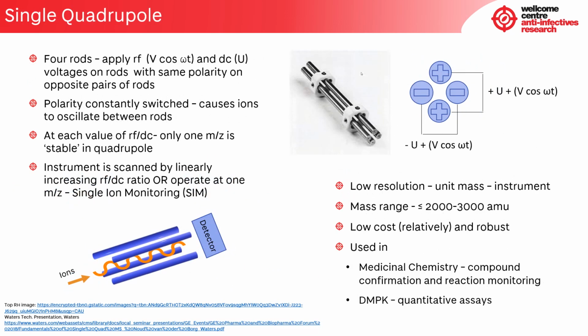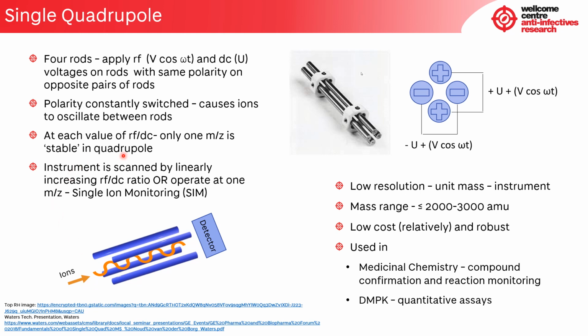We'll now look at quadrupole mass specs. Quadrupole consists of 4 parallel rods arranged as shown in this picture. To the rods are applied RF and DC voltages with the same polarity on opposite pairs of rods, as shown in this schematic. The polarity is constantly switched between the pairs of rods, which causes the ions to oscillate. This is shown in this cartoon at the bottom of the slide, which shows the ions following a sort of sine wave shape through the quadrupole, although it's probably in 3D, it's probably closer to a corkscrew motion.